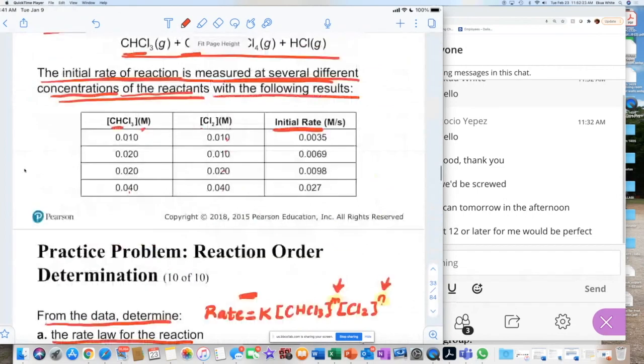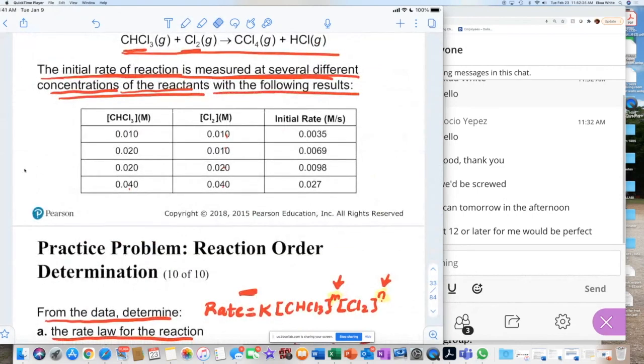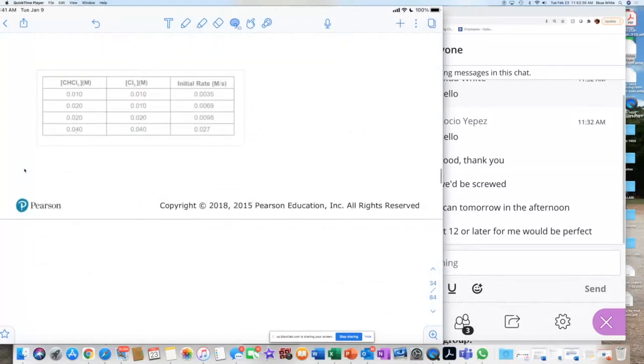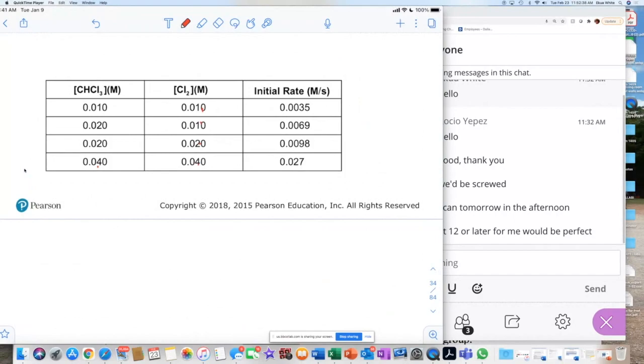Okay, so I need my table once again here. To solve for M, pick two experiments where the other numbers are constant. I'm going to show you what colors I choose. For N, pick two experiments where the other numbers are constant. You practice this, you figure out which ones to pick, right? To solve for the different orders, I actually need to use different experiments.